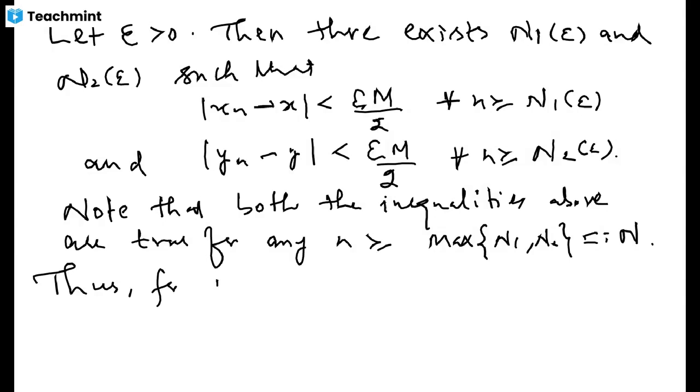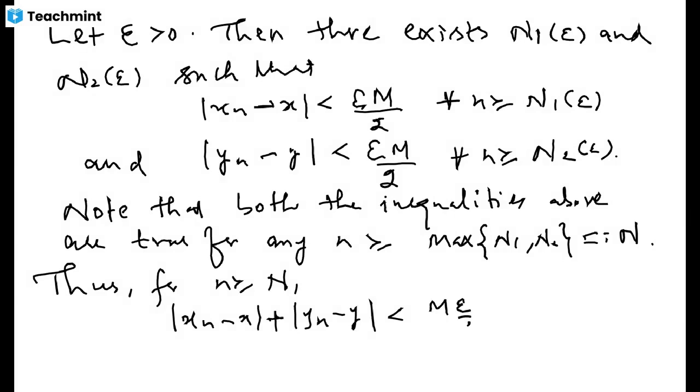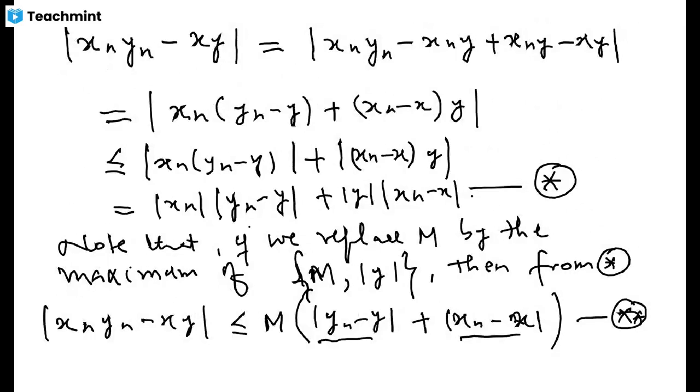for n greater than or equal to this capital N, we have this number, |xn minus x plus yn minus y|, will be less than m times epsilon by 2 plus m times epsilon by 2, which is nothing but m times epsilon. And thus from this inequality, from double star, we have this estimate for this number within the brackets, and this estimate is epsilon upon 2m.